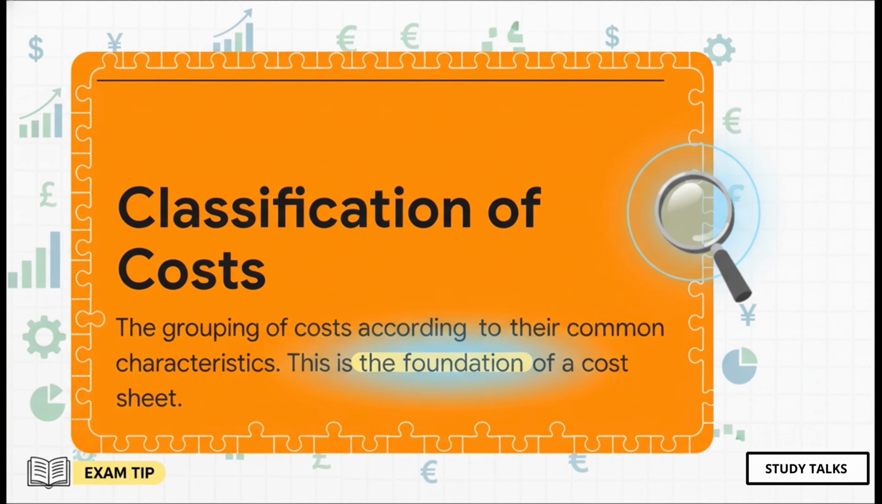Cost classification sounds fancy, but it's really simple. It's just grouping costs that have something in common. But don't let the simplicity fool you. Getting this right isn't just about passing this one chapter. It is the absolute foundation, the bedrock for your entire cost sheet, and honestly, for most of the problems you're going to face in this paper.